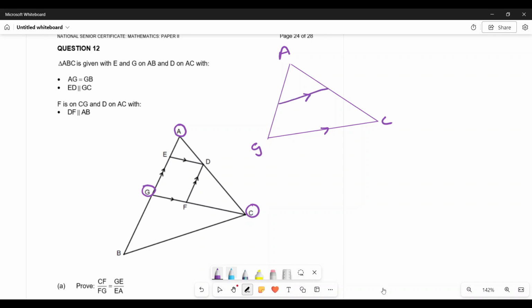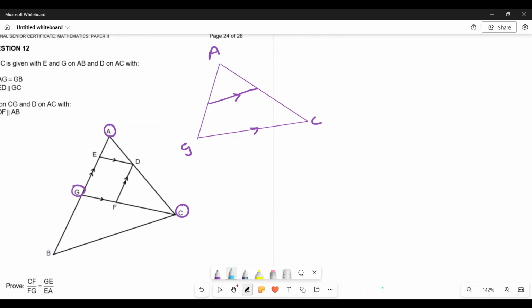And I'm going to draw the other triangle, which is still the same triangle, but I'm just going to separate them. So it's still the same triangle, but now here, I'm going to draw this one. So this is still A, G, and this is C. Now in this triangle, it's parallel to this line, which is DF. So this is the first step before I can go about answering any questions.